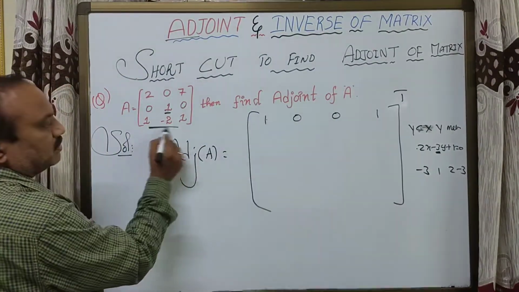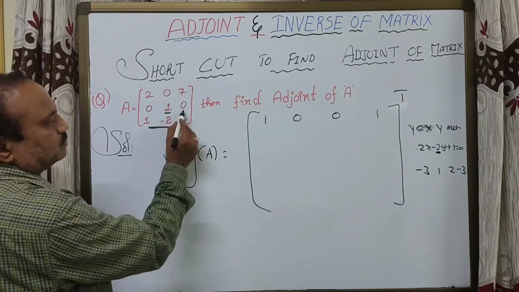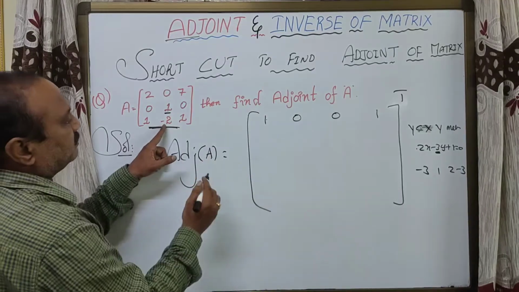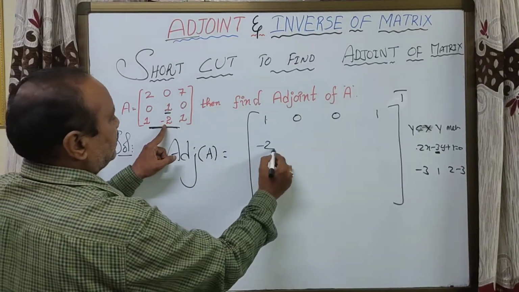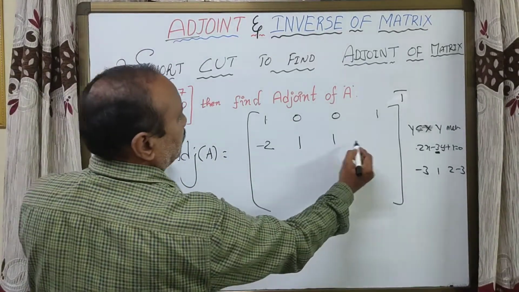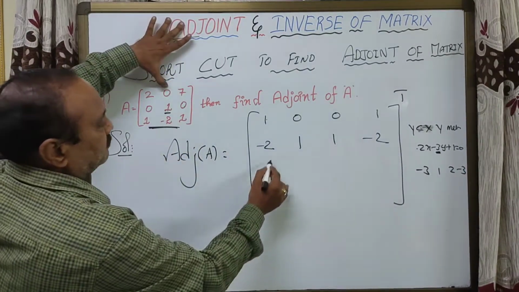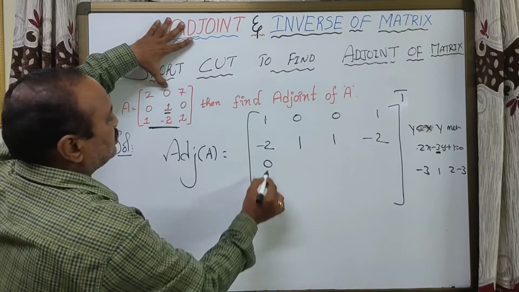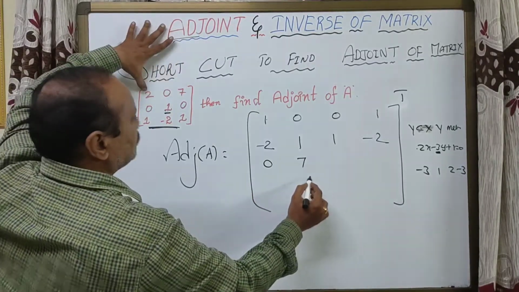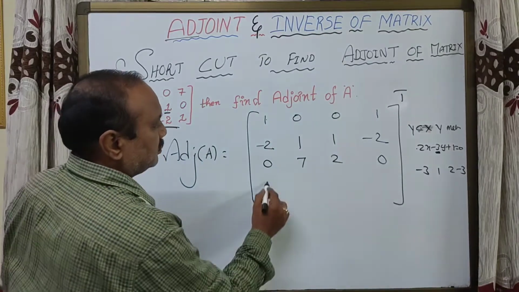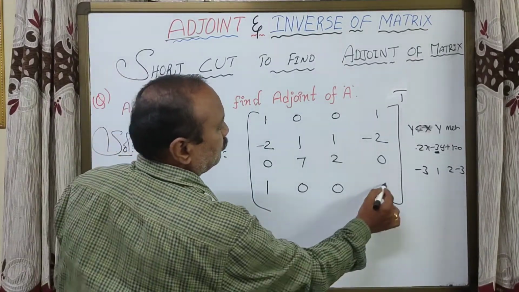Come to the third row, first R2 row and then third row. In the third row also a similar method we have to write, a similar process: minus 2, 1, 1, minus 2. Now come to the first row, the middle element is 0, 0, 7, 2, 0. Now write down first is last: 1, 0, 0, 1.